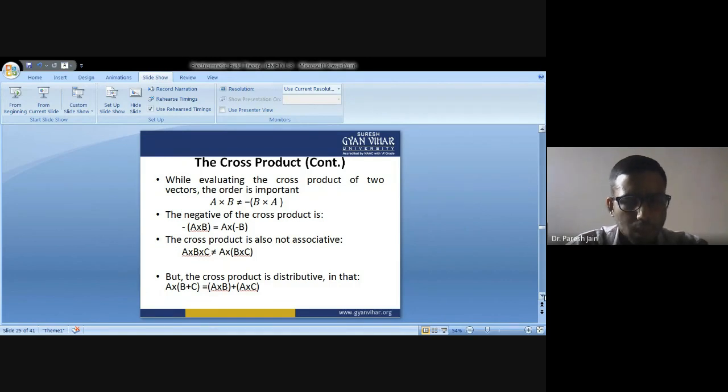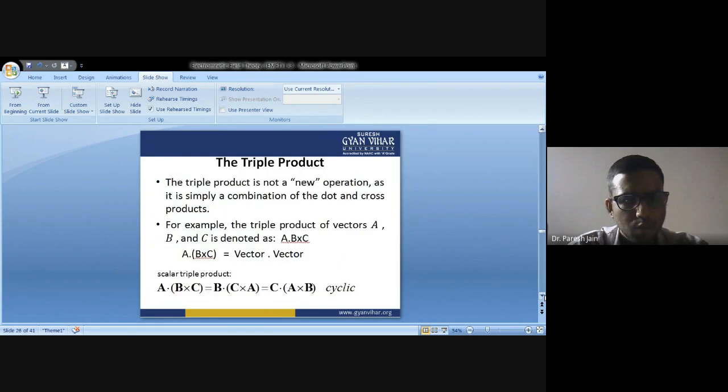But the cross product is distributive, in that A cross bracket B plus C is equal to A cross B plus A cross C. This is the distributive law. The triple product is not a new operation, as it is simply a combination of the dot and the cross product.